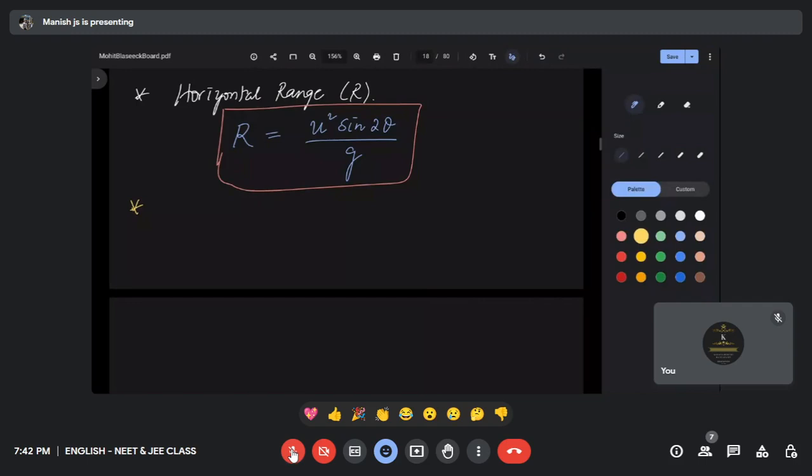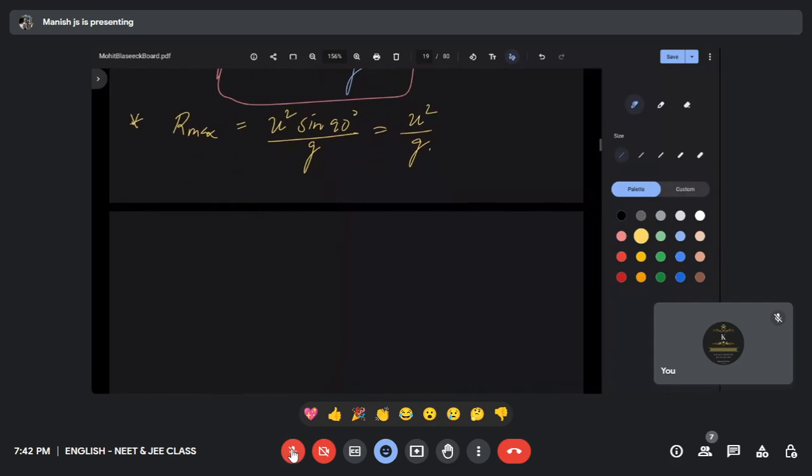So for theta 45, 2 times 45 gives you 90, and you will get the maximum value. So the maximum horizontal range is possible for 45 degrees. Substituting that, you get U square sine 90 upon g, because 2 times 45 is 90. Sine 90 being 1, you would get U square upon g. So that is the maximum horizontal range formula.